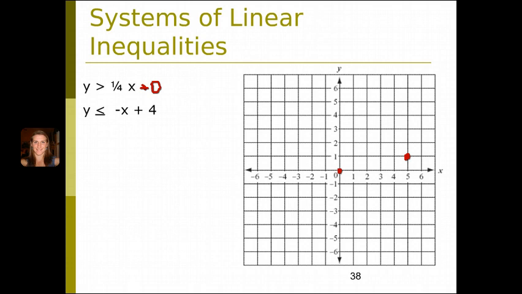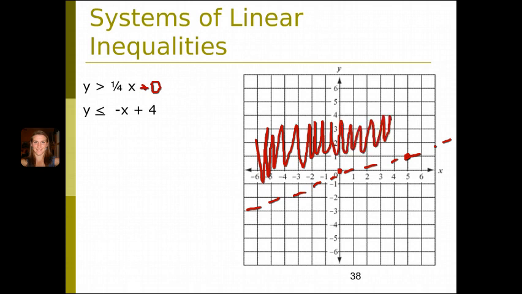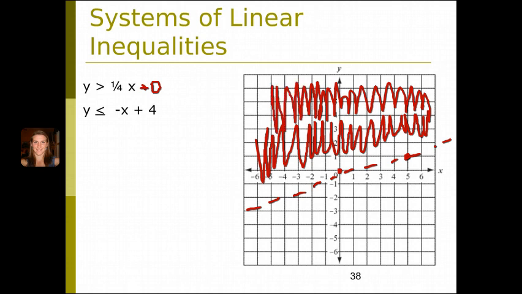I notice that my symbol is greater than, which means a dashed line. Draw our dashed line through our points as straight as you can. And we're going to shade what is above, since this is the greater than symbol. We're going to shade everything that is above this line, which would be this entire region above my boundary line.